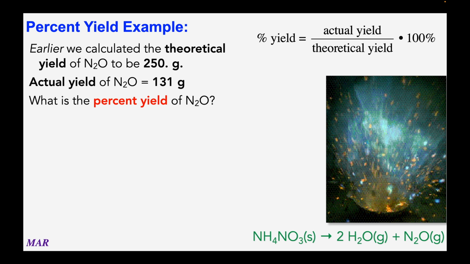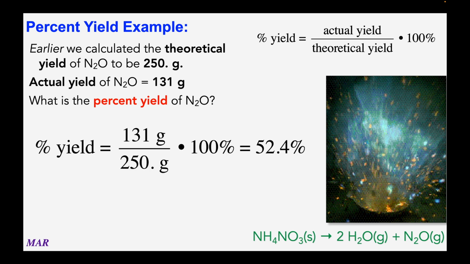So percent yield is actual over theoretical. For this problem, that would be 131 divided by 250 grams. Notice they're both 3 sig figs, so we're good to go. Multiply it by 100%. 52.4% yield. So the yield of N2O is 52.4%. And again, it's hard to know what that means. Maybe it's really good, maybe it's really bad.